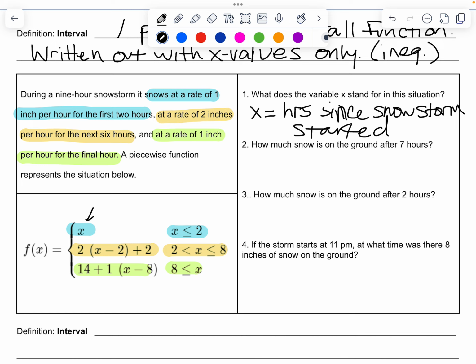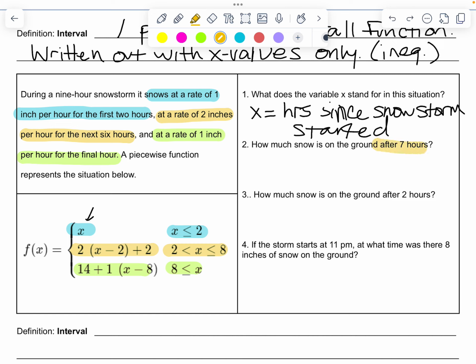All right, how much snow is on the ground after 7 hours? So again, this is a scenario here. Well, I want to make sure that I understand where the 7 is in play here. After 7 hours would be the location in between 2 and 8. So that's going to be something where I will eventually plug that into our function.